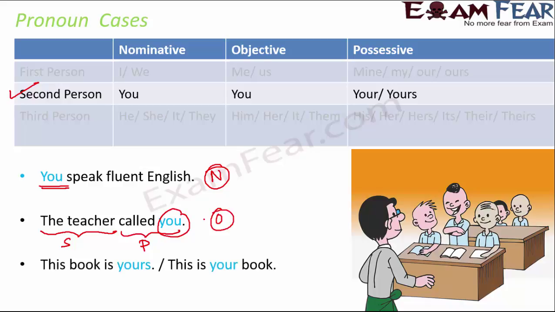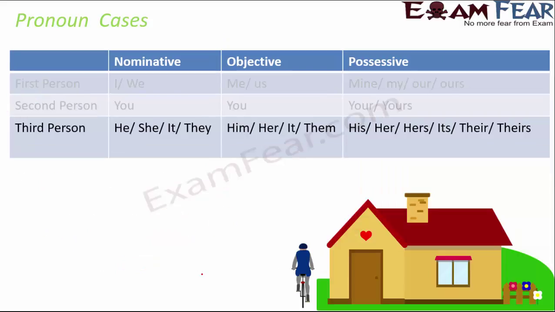Third one, this book is yours. So it shows possession or belonging. So therefore this is in possessive case. Now another way of writing this is your book. So here your is the possessive adjective.